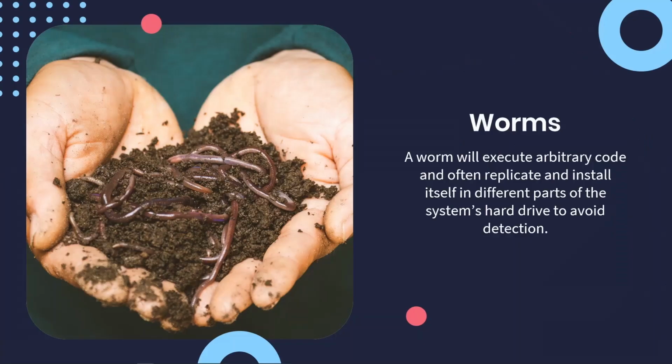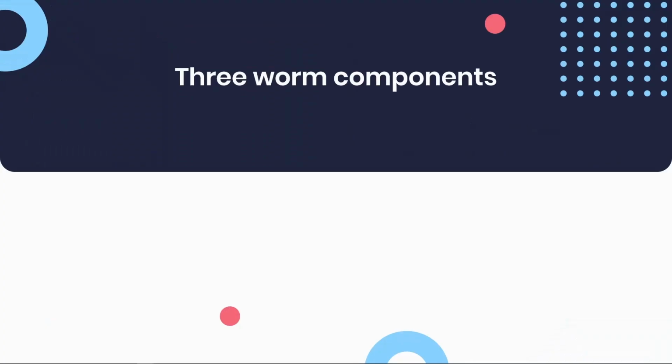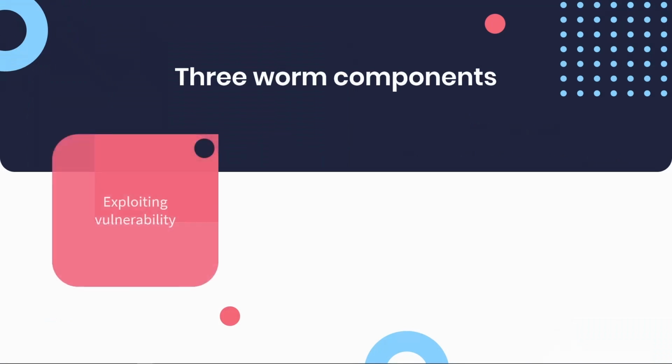Worms. A worm is seen to be very dangerous once loaded on a victim's system because it will execute arbitrary code and often replicate and install itself in different parts of the system's hard drive to avoid detection. A worm attack consists of three main components, which are exploiting vulnerability. The worm installs itself using an exploit mechanism such as an email attachment, an executable file, or a Trojan horse by simply exploiting vulnerability within the system.